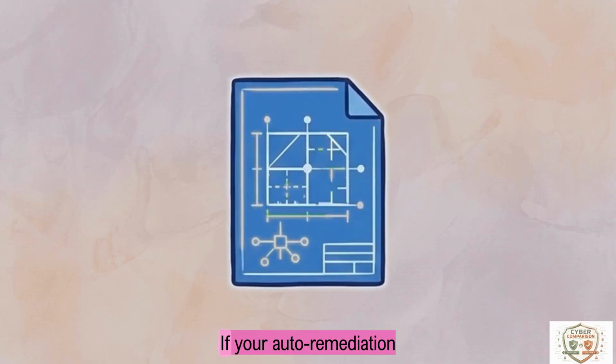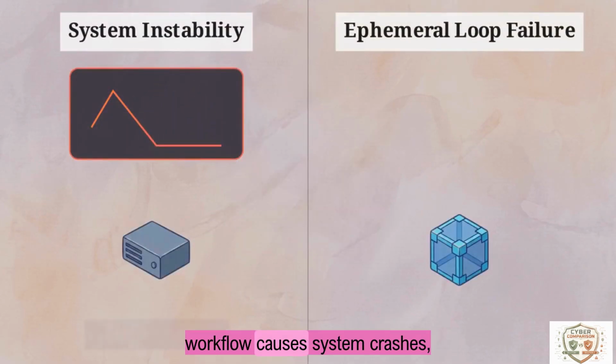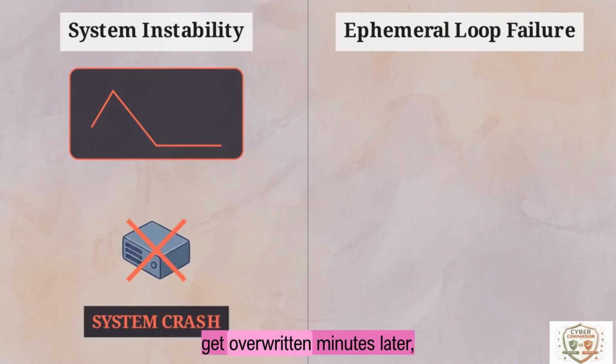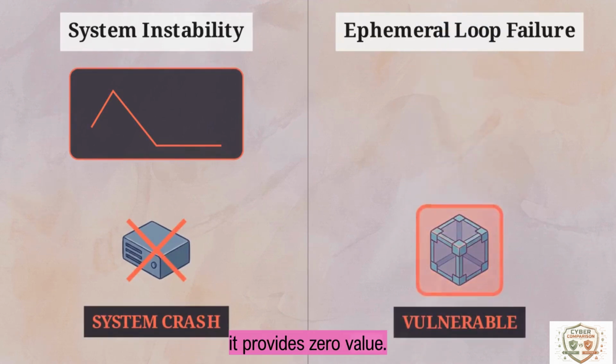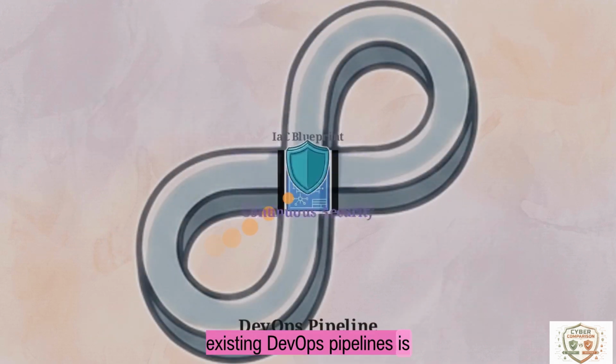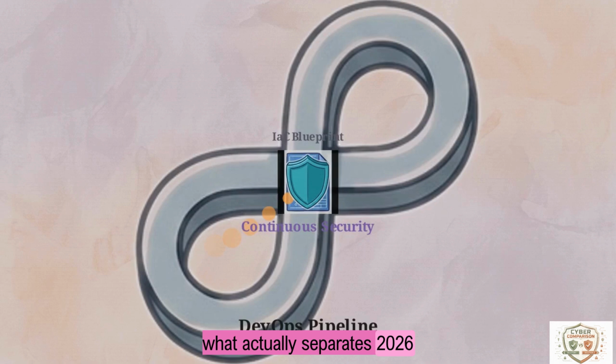If your auto-remediation workflow causes system crashes, or if it only patches temporary instances that get overwritten minutes later, it provides zero value. Deep, reliable integration with existing DevOps pipelines is what actually separates 2026 platforms from legacy scanners.